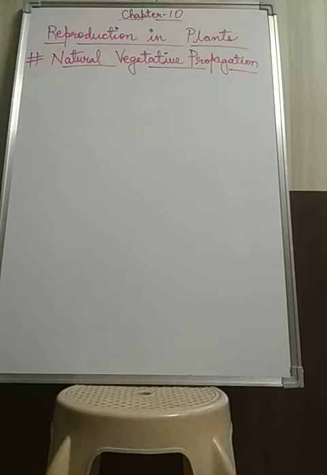Welcome back, students. Our today's topic under chapter number 10, reproduction in plants, is natural vegetative propagation. In the last class we had already learnt about three methods of asexual reproduction in plants, that is budding, fragmentation and spore formation. Now the fourth process is natural vegetative propagation. So before starting this topic, we should first learn what vegetative propagation is.